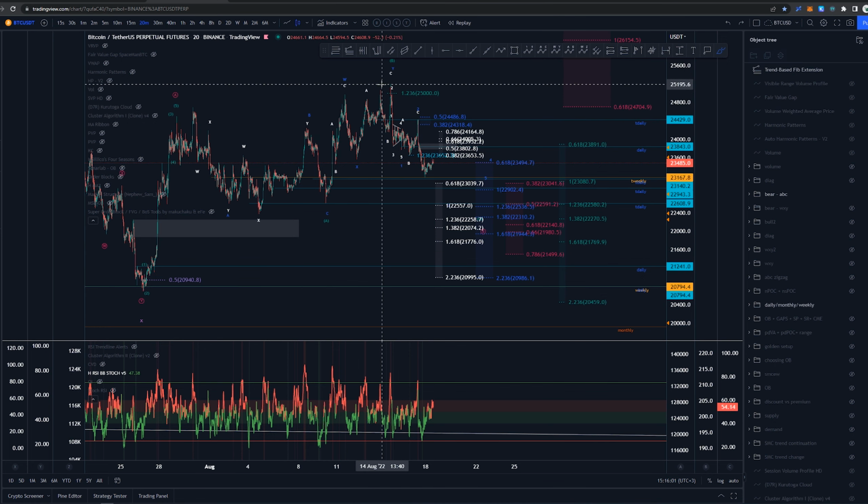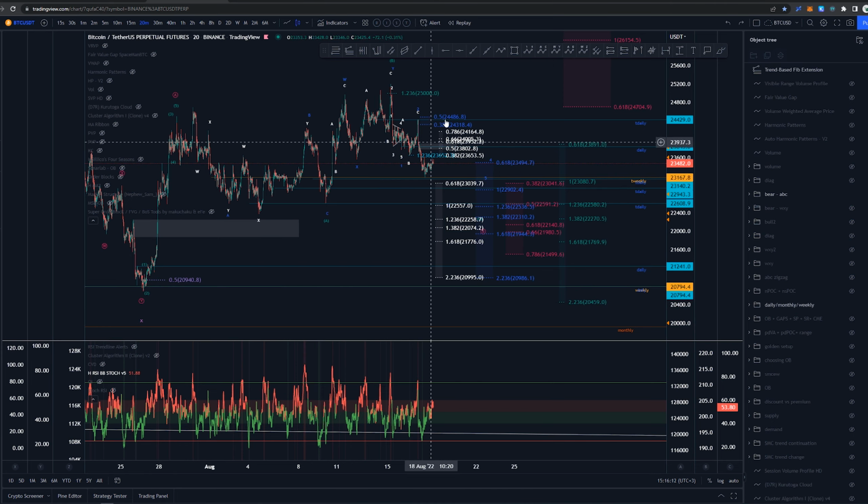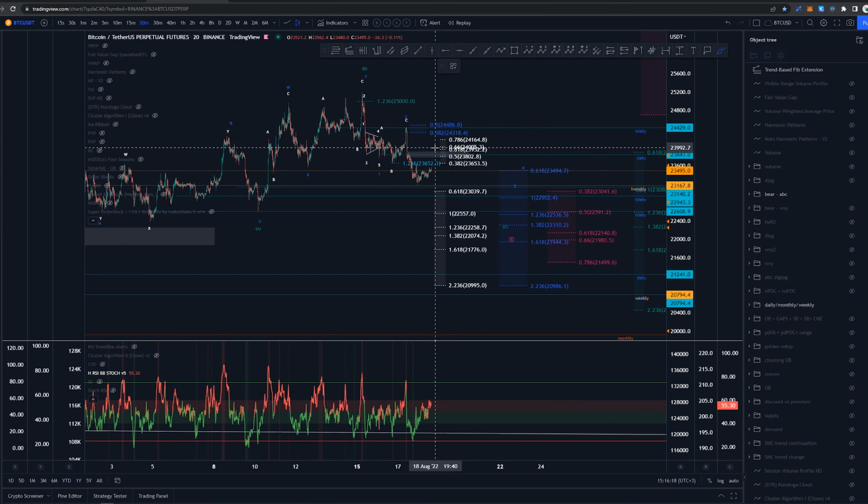However, if we are getting that extension here, then I would be a bit more worried about holding these current lows that we have here. But there's enough time for us to talk about that in the next videos for sure. So I would be just worrying about this possibility here.